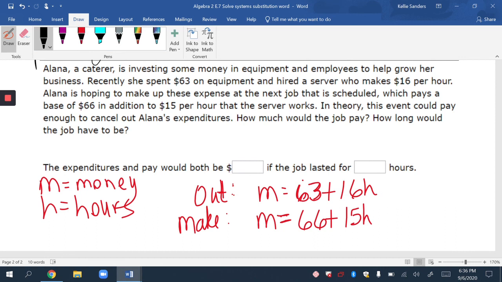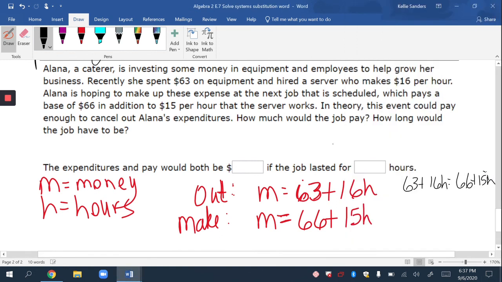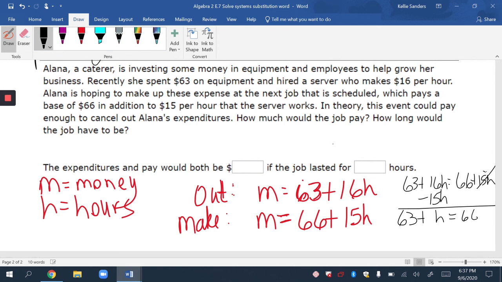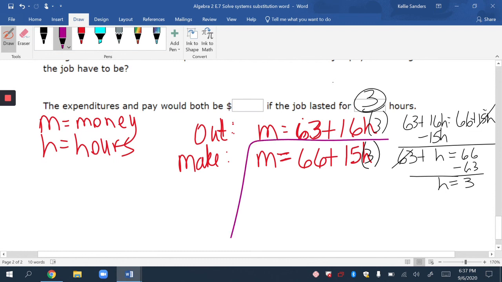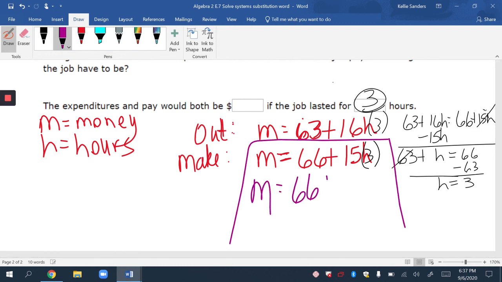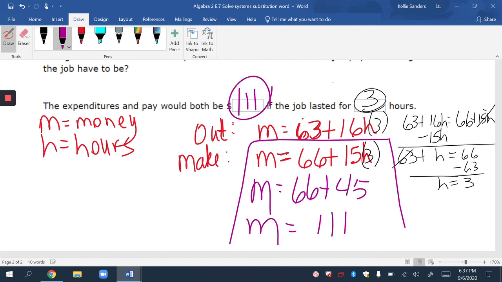So 63 plus 16H equals 66 plus 15H. Minus the 15H, 63 plus H equals 66, minus the 63, 3 hours. Then you can put the 3 into here, or the 3 into here. Let's do this one. So her money is going to be 66 plus whatever 15 times 3 is, which is 45, $111.